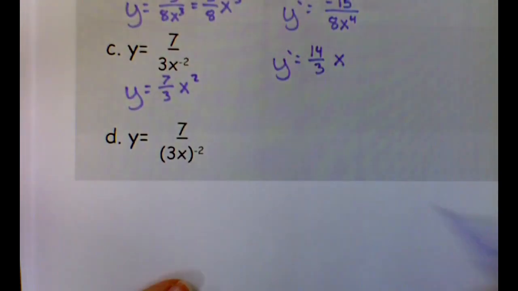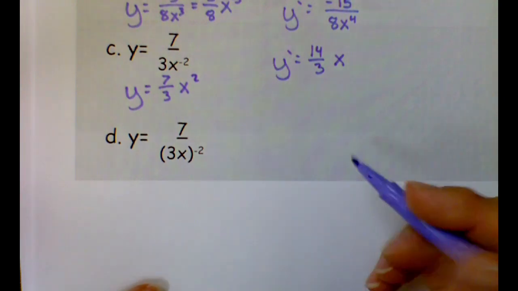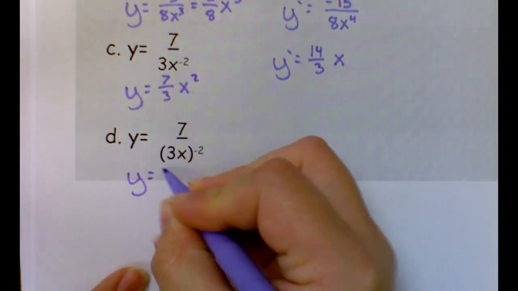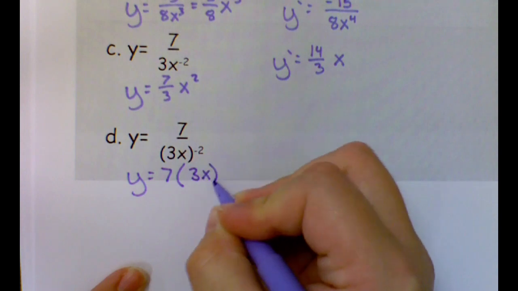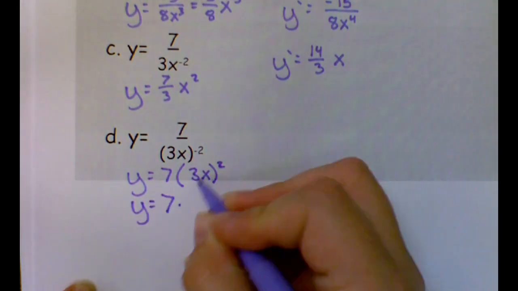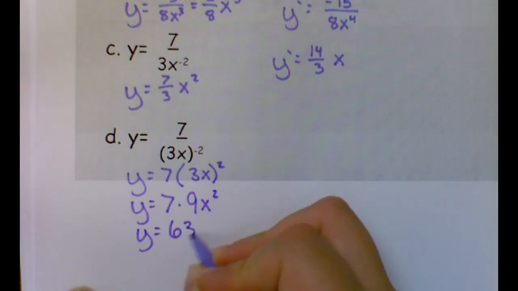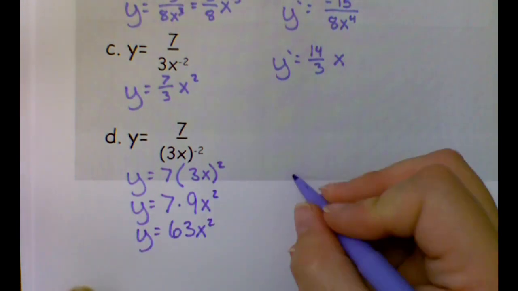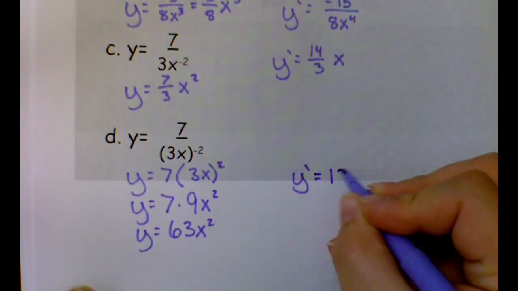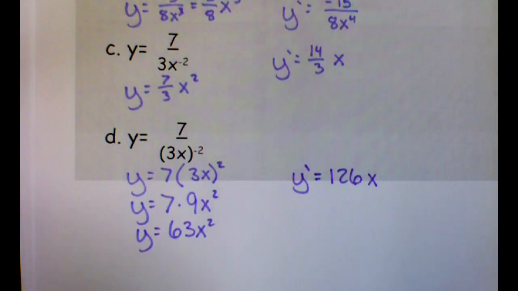And for y equals 7 over 3x to the negative second power, I would actually bump this whole thing up to the numerator first. Y equals 7 times 3x to the positive second power. Because then I could say 7 times 9x squared, and I can say that it is 63x squared. Now when I take my derivative, I multiply the 2 out front, so I get 126x, and I subtract 1 from the power, so it stays just x.